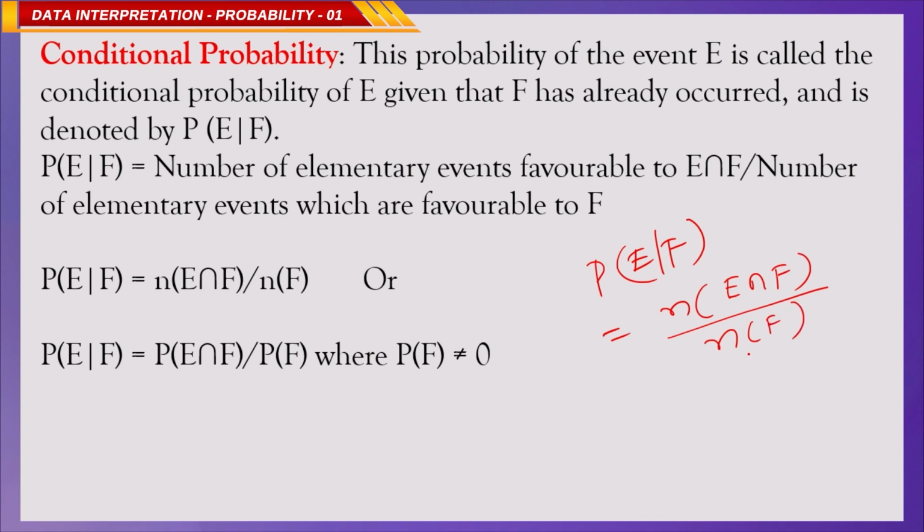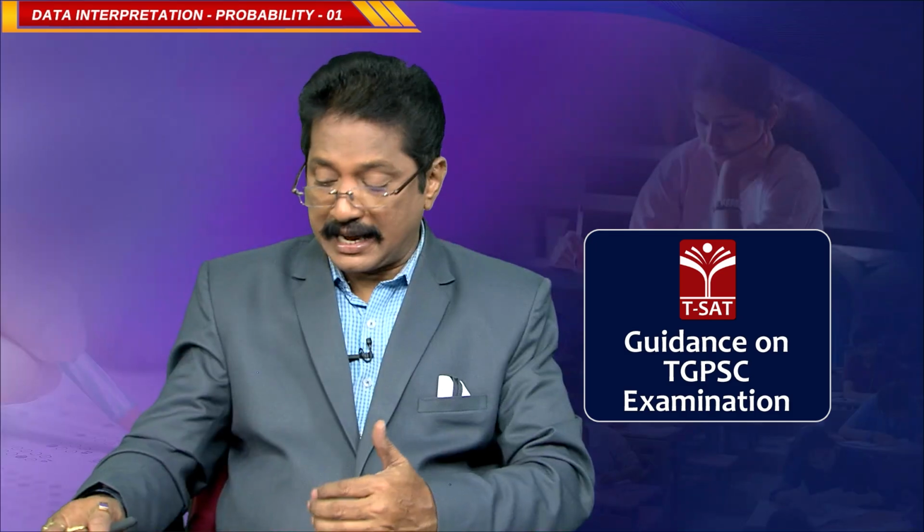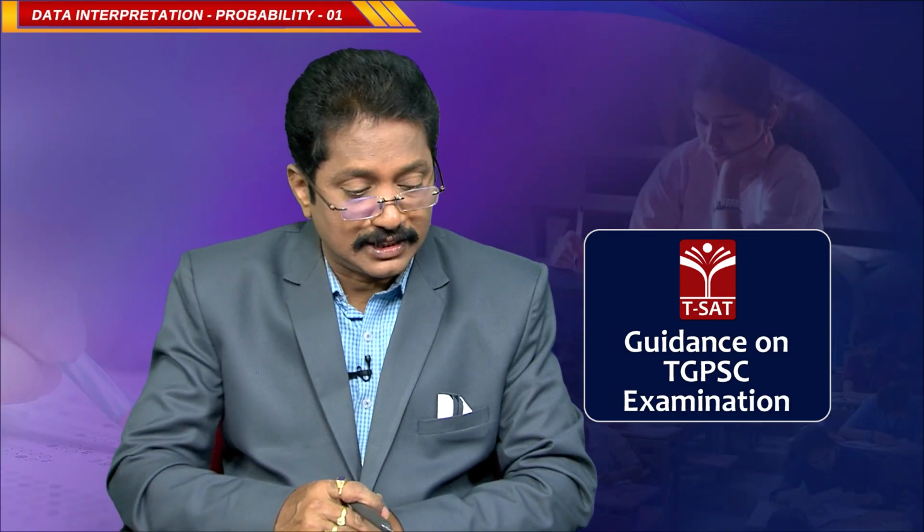This is conditional probability. Generally, when you want to prepare for this one, this concept was not given up to secondary level; it is given in the intermediate level. So, if you want more practice, you can practice intermediate questions. This is very important. Now, we will practice a question based on that.